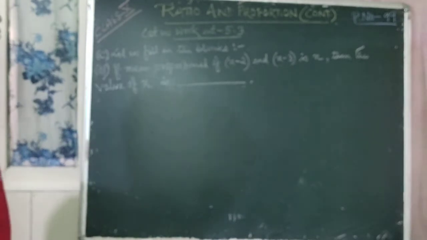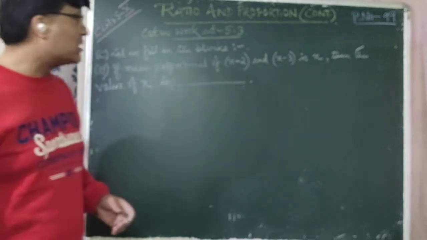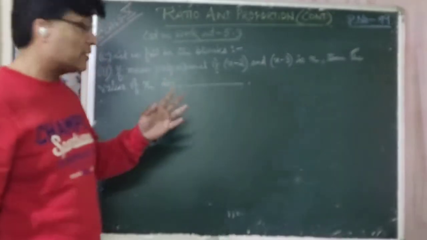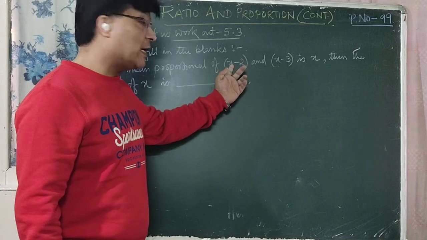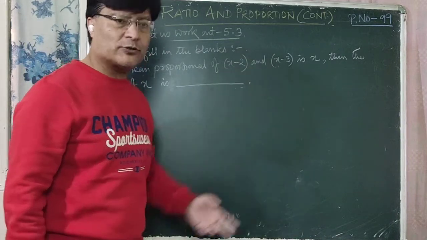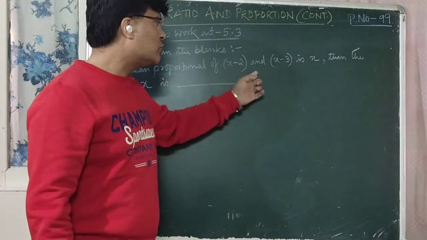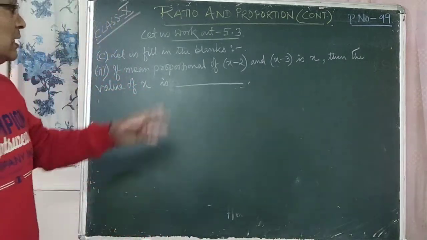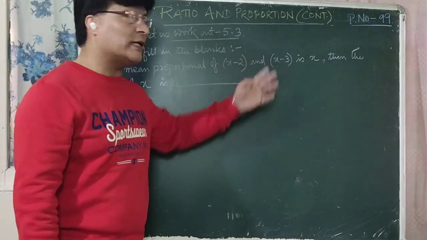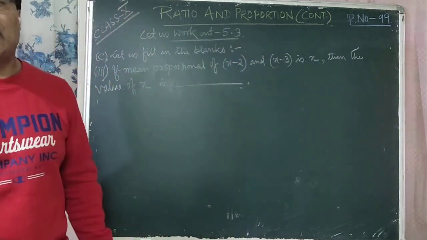Now we'll do the next question, that is a very short answer type question, that is 12C number 3. If the mean proportional of x minus 2 and x minus 3 is x, then the value of x is dash. That is, here two numbers are given, x is the unknown quantity here, x minus 2 and x minus 3, and their mean proportional is x. That means x minus 2, x, x minus 3 are in proportion. You know from the definition of mean proportional that if x is the mean proportional of x minus 2 and x minus 3, you can write down that x minus 2, x, x minus 3 are in proportion.